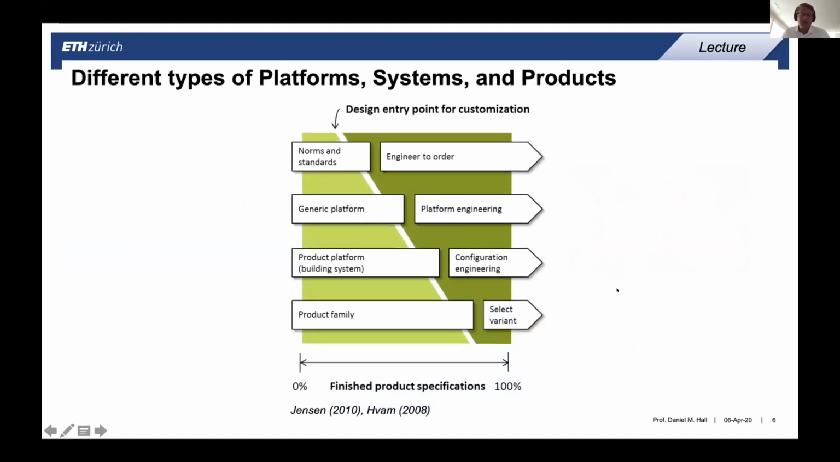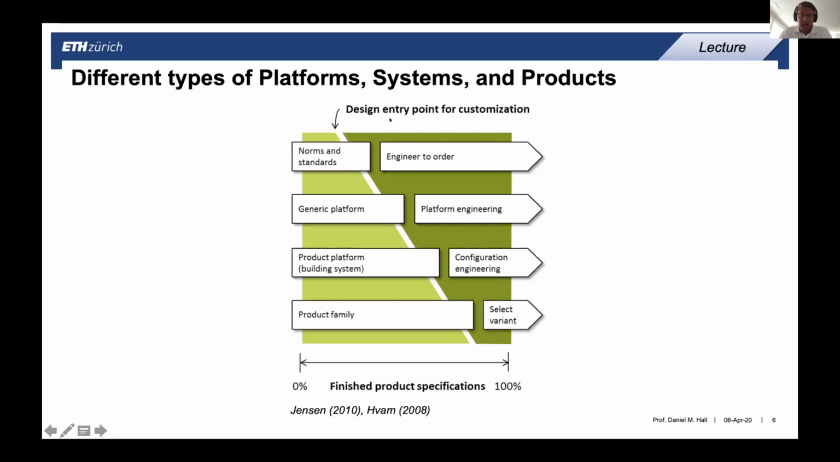So today I want to start by talking about how different approaches to industrialization have different types of platforms, different types of systems, and different products that come from that. And here is a really helpful diagram that I think helps explain the different product approaches which can be used in different ways within industrialized construction.